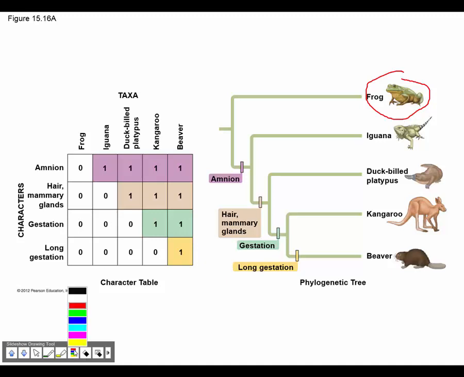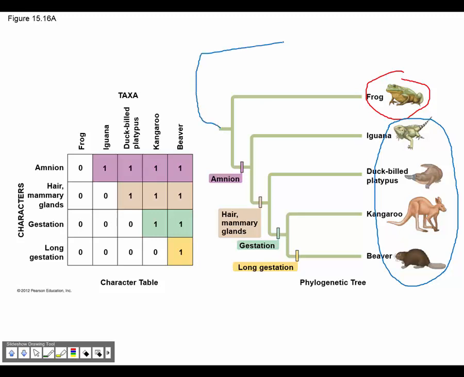So the in-group I'm going to put in blue. So here's our in-group, right? This is what we're looking at. How closely related is the duck-billed platypus to the iguana, or the kangaroo to that, or the beaver, right? The frog is the outgroup. We could include the frog, and then if we did that, then there'd be a fish right here, right?